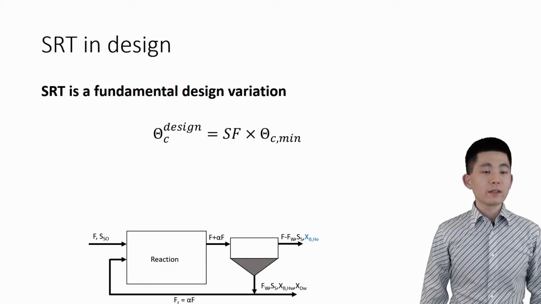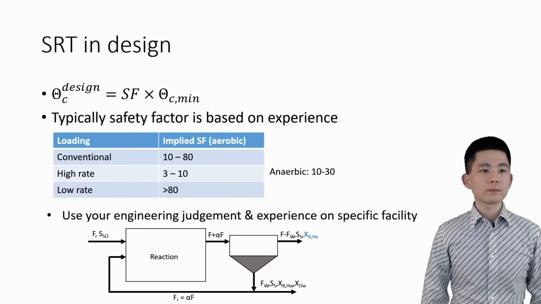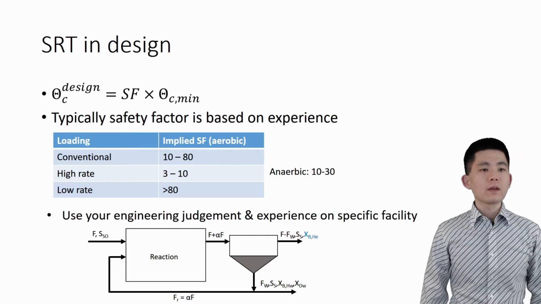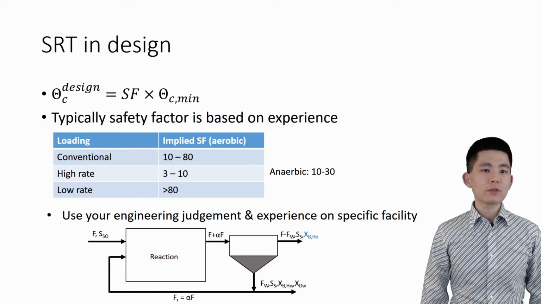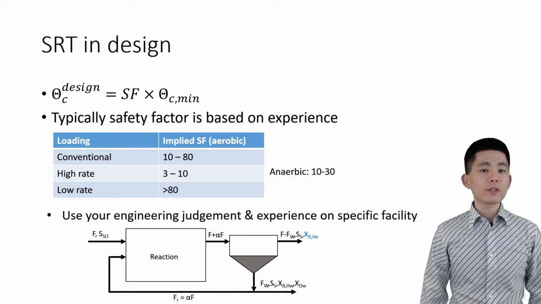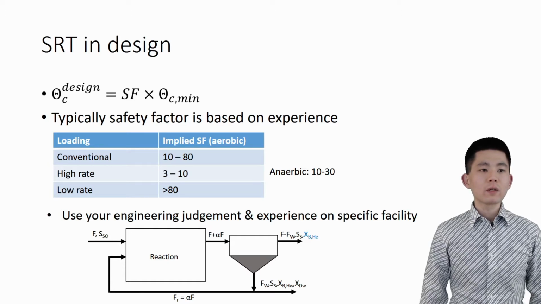During design, SRT is usually designed by multiplying the minimum SRT that leads to washout by a safety factor. The safety factor can be fairly high and is determined based on design and operation experiences. Compared to conventional systems, a lower safety factor is used for high-rate systems for small footprint, while a higher safety factor is used for low-rate systems for high effluent quality.